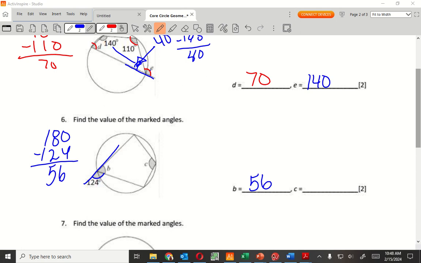This shape is inscribed, and B and C are opposite each other. So that means that B and C together have to add up to 180. So they're supplementary. So what is going to be supplementary to 56? 124.